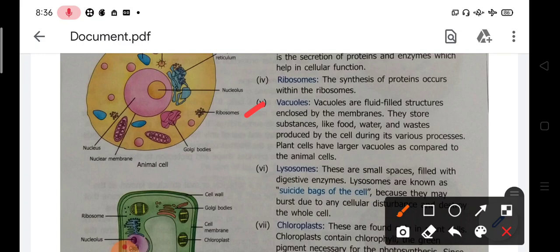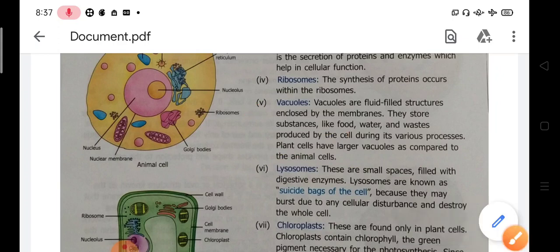Now look over here, vacuoles. Vacuoles are fluid filled structures. They contain fluid like food, and they store food, water and waste. So the vacuole acts as a storing house in which food, water and waste is stored by the cell during the various processes. Means when the complete cell cycle occurs, the food process occurs, whatever waste is formed is collected or stored in the vacuole. Plants have larger vacuoles as compared to animal cells. Just now I told you plants have a large number of vacuoles and animal cells have very small vacuoles.